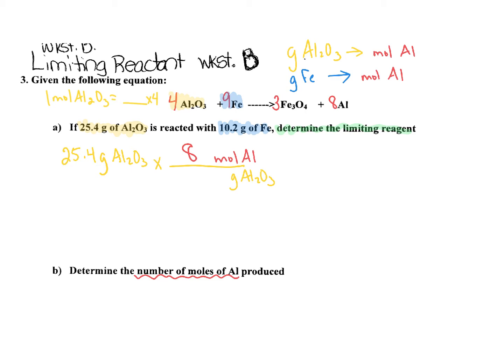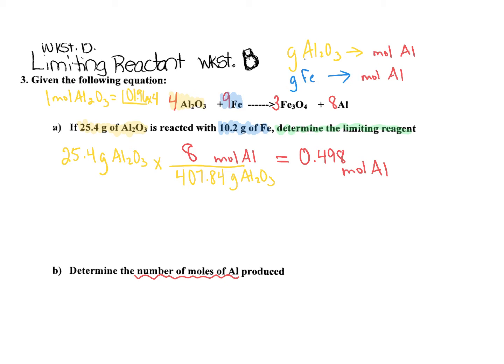So 1 mole of aluminum oxide would weigh 101.96 grams. If I multiply that by 4, that means that 407.84 grams of aluminum oxide are necessary. So now I can solve for my problem. I now can find out how many moles of aluminum that's going to make. And when I solve this mathematically, I get 0.498 moles of aluminum.